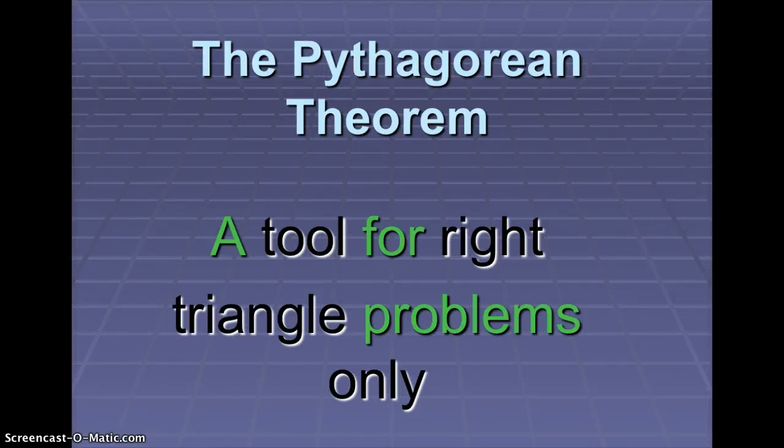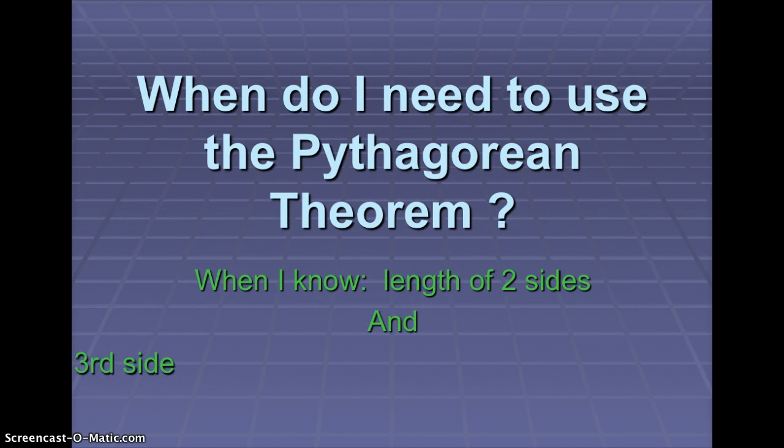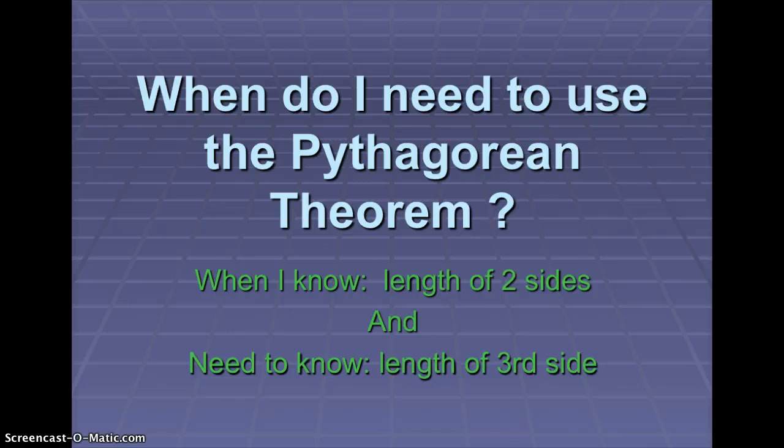The next topic that we are going to study is the Pythagorean Theorem. The Pythagorean Theorem is only used with right triangle problems. When do I need to use the Pythagorean Theorem? Well, you can use it when you know the length of two sides and you need to know the length of the third side. So when you have a triangle and you know two sides and you want to find the third side, as long as it's a right triangle, you can use the Pythagorean Theorem.